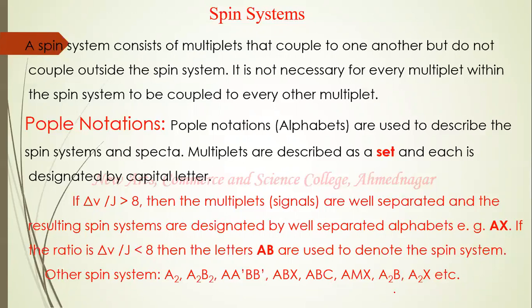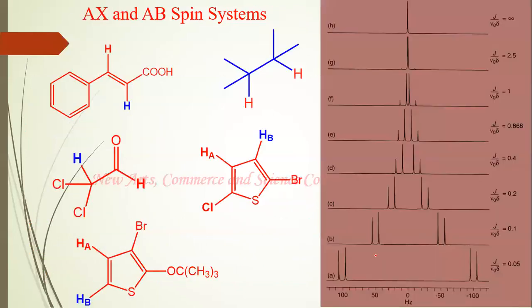So like this, we can have AMX, A2B2, A2X, etc. If more protons are there, then the protons can be given names using a few more letters. So one by one we'll see examples of this type. This nomenclature system will help us to see the complexity in the spectrum of the given protons. These are some examples where we can see the simple AX and AB spin systems.